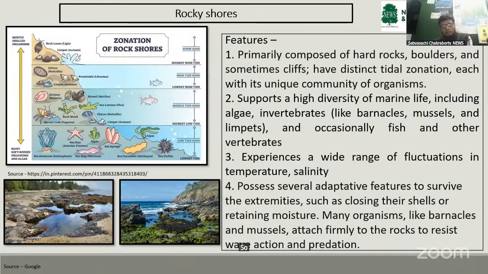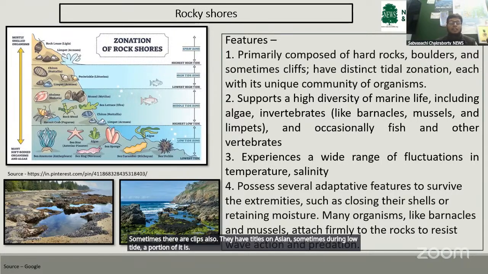So now I go to the different kinds of coastal habitats. Here we mainly find the rocky shores, the sandy beaches and the rocky beaches. So what are these rocky beaches? They are mostly composed of hard rocks and boulders. Sometimes there are cliffs also. They have tidal zonation. Sometimes during low tide, a portion of it is submerged. During the highest high tide, most of the portion is submerged.